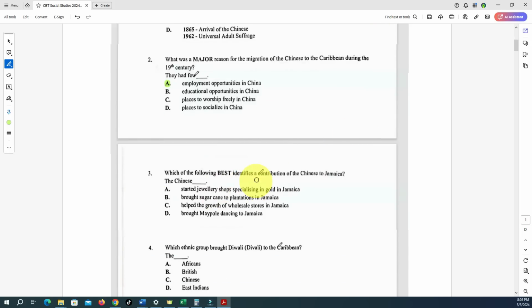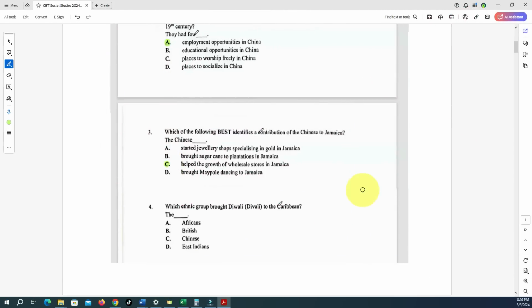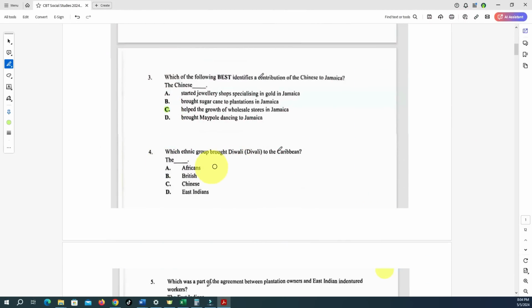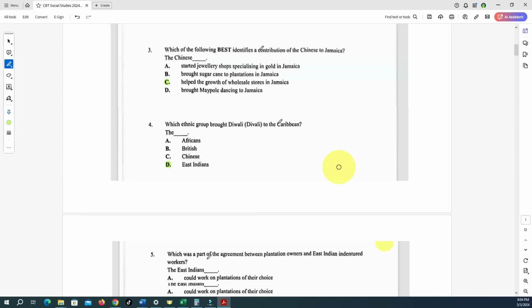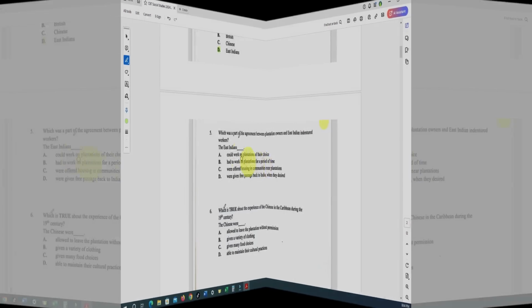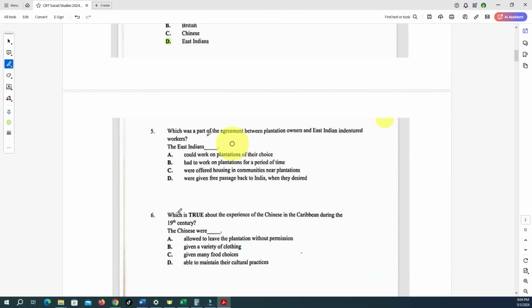Which of the following best identifies a contribution of the Chinese to Jamaica? The Chinese started jewelry shops specializing in gold. No. Brought sugarcane. No. Helped the growth of wholesale stores in Jamaica. That's it. That's what they did. Which ethnic group brought Diwali in the Caribbean? That's East Indians. That's the festival with the lights.